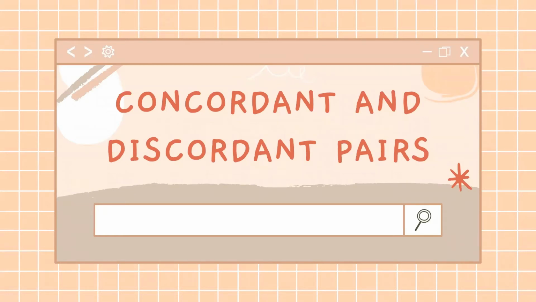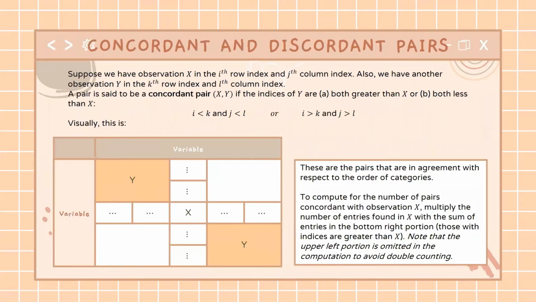Before we proceed to the next topics, let us first discuss concordant and discordant pairs. Suppose we have observation x in the ith row index and jth column index. Also, we have another observation y in the kth row index and lth column index. A pair is said to be a concordant pair if the indices of y are both greater than x or both less than x. That is, i is less than k and j is less than l, or i is greater than k and j is less than l. So visually, ganito siya. These are the pairs that are in agreement with respect to the order of categories.